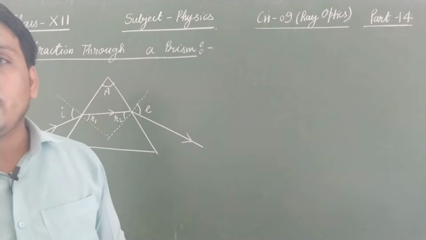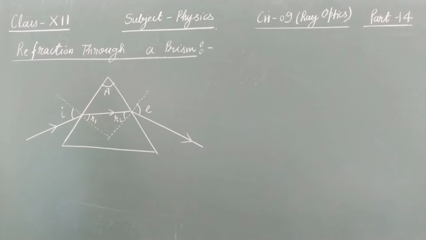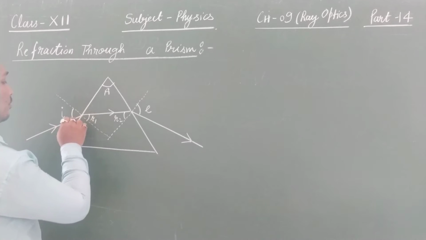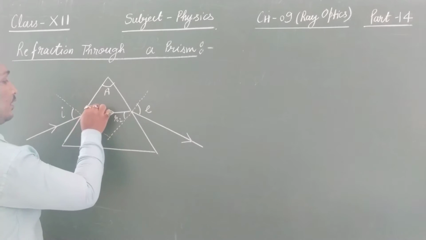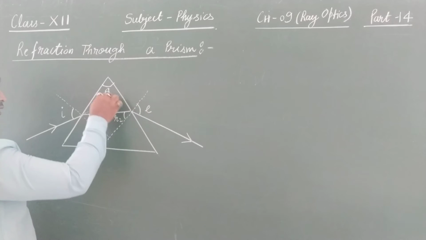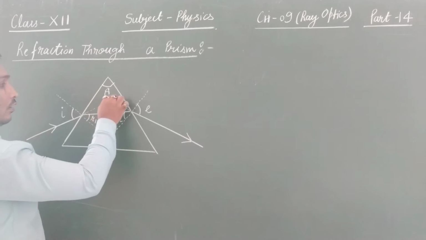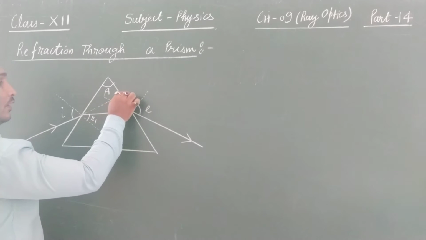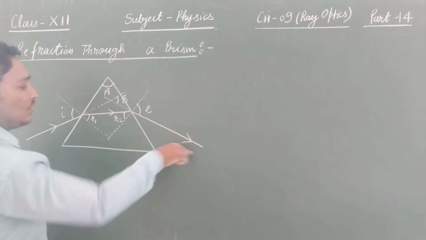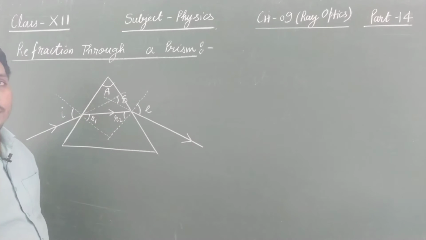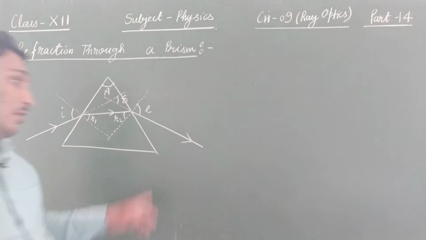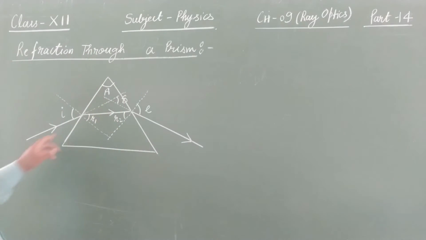Now a very important angle is there, which we need to understand, and that is the angle of deviation. If we extend the incident ray and extend the emergent ray backward, we get an angle between the incident direction and the emergent direction. This angle is called the angle of deviation. The angle of deviation is the angle made by the emergent ray with the incident ray. It is here, delta. Now we have to get the value of delta in terms of I, E and A. So let us try to get that.